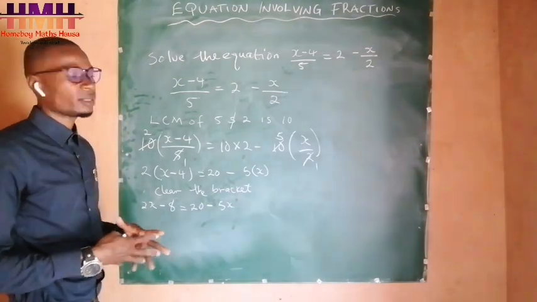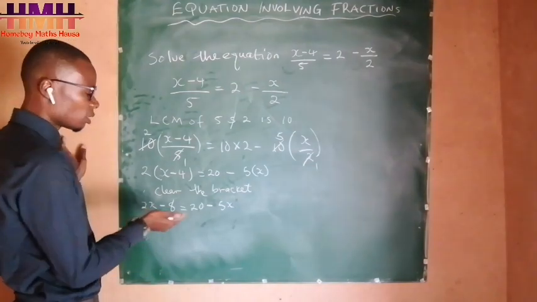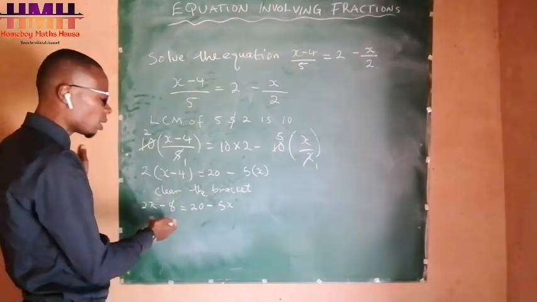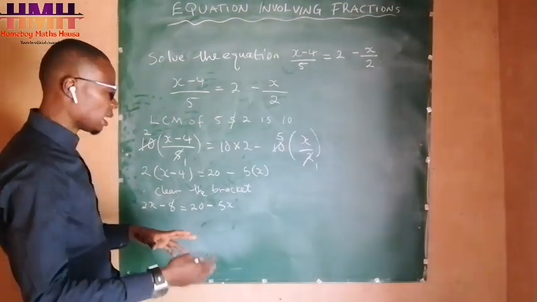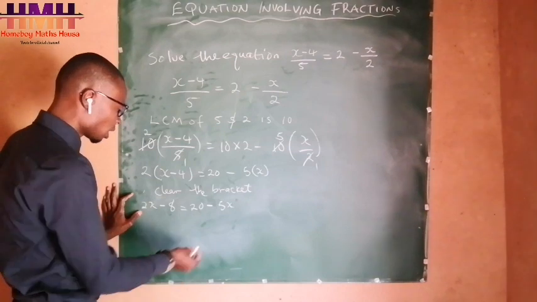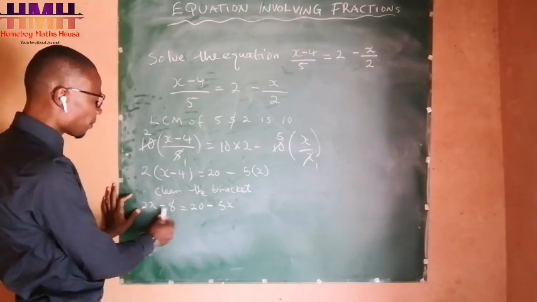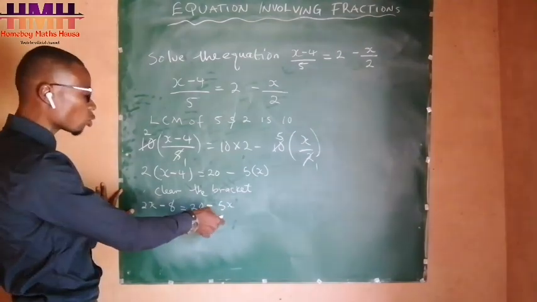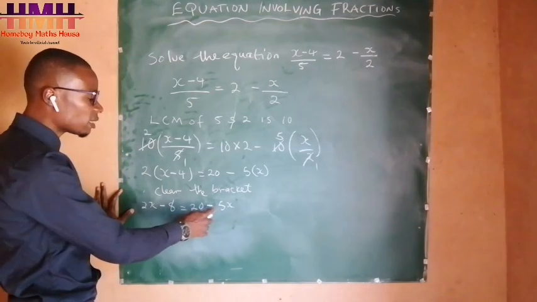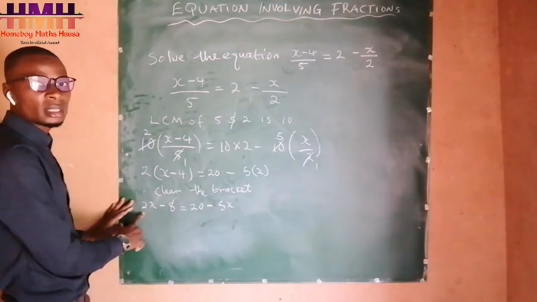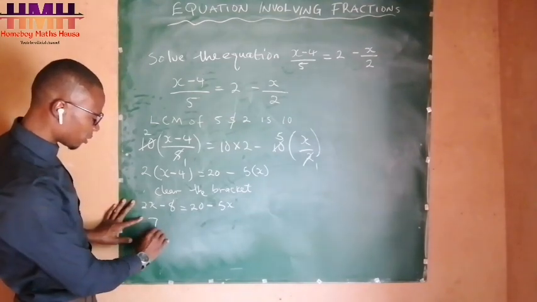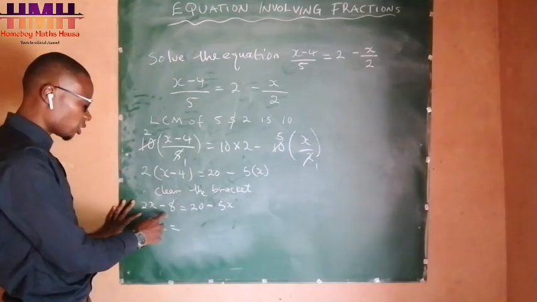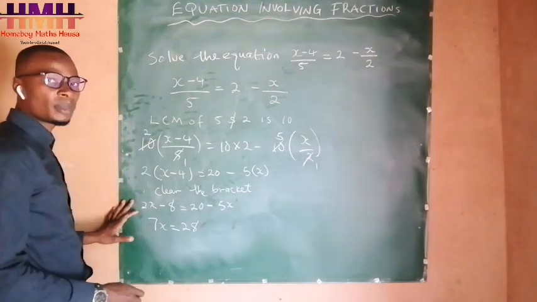So that means collecting like terms. In collecting like terms, we put 2x together with 5x, while 8 and 20 are whole numbers. Collecting like terms means like terms only. So 2x and the 5x we have is 7x. The minus 5x crossing the equals sign changes to a plus. So 2x plus 5x equals 7x, and that 7x comes up here, equals 20 plus 8, which equals 28.